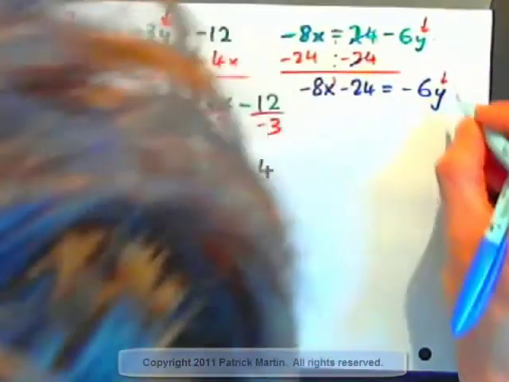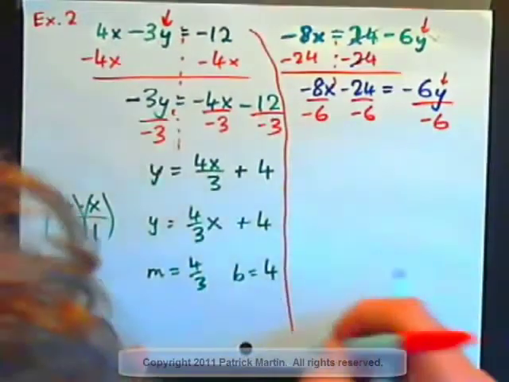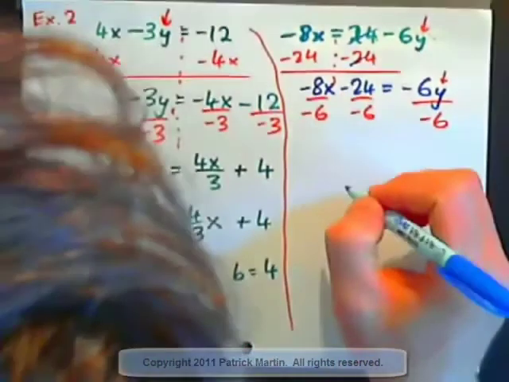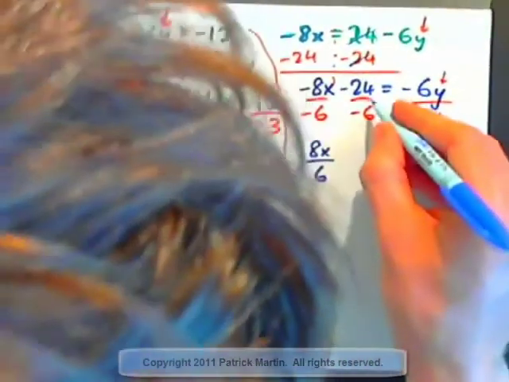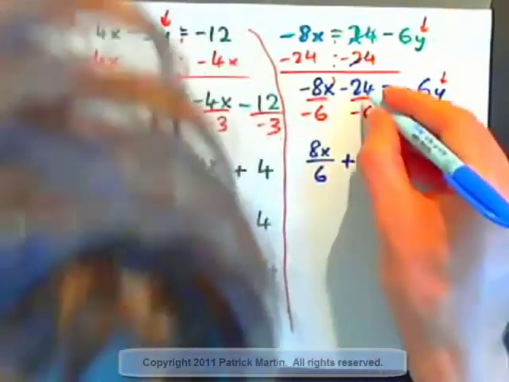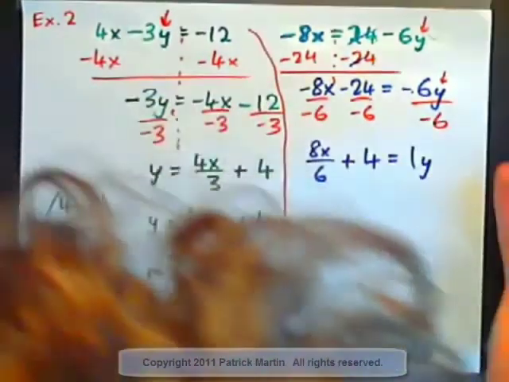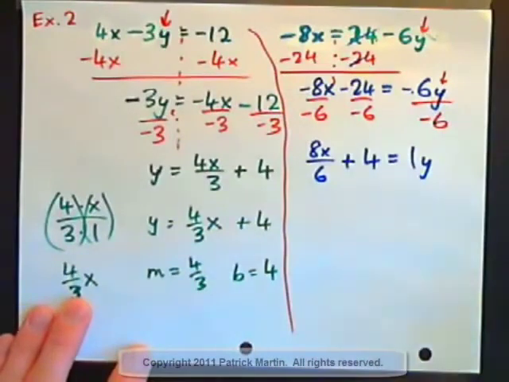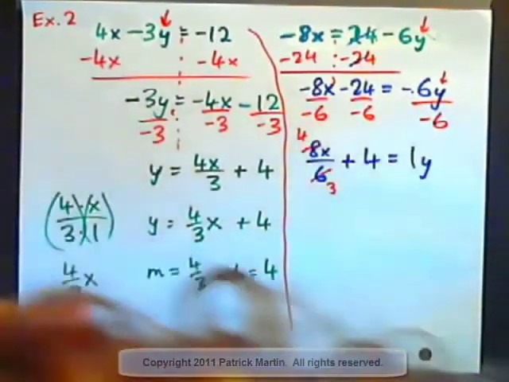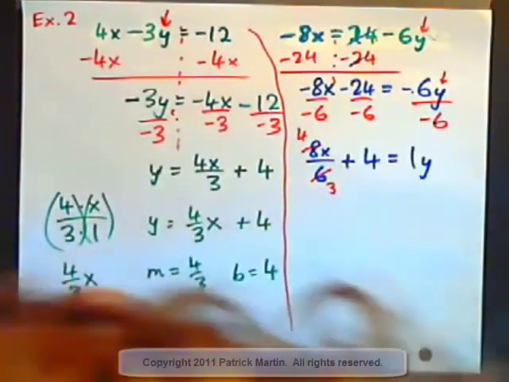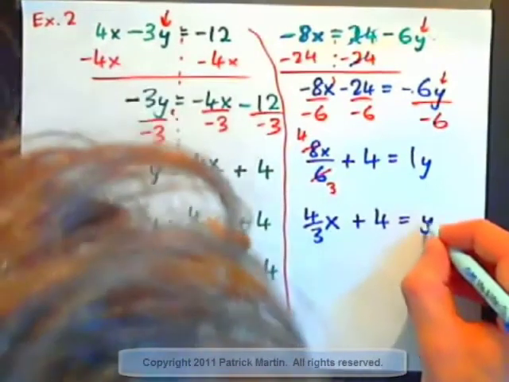Now, to get y by itself, I need to divide by negative 6 everywhere, obviously. So we have negative over negative, positive, and then 8x over 6. And this is negative over negative, which is positive. 24 over 6 is 4. And this is negative over negative, positive. 6 over 6 is 1. So again, that's just like 1y. And I can put this in lowest terms. 2 into 6 goes 3 times, 2 into 8 goes 4 times, that's 4x over 3, which can also be written 4 thirds x plus 4 equals y.